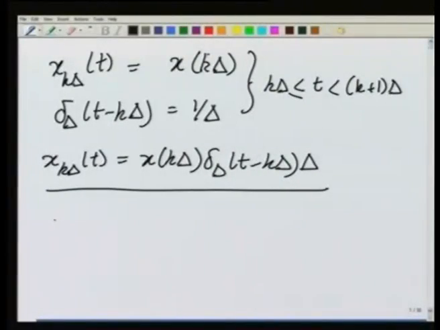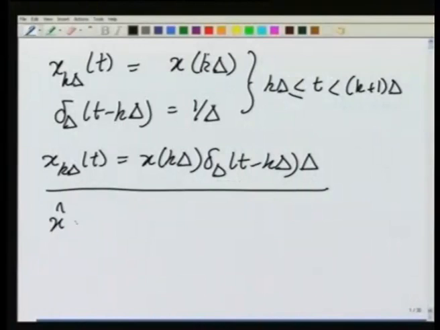So, with this in hand, it is very simple to see what we do next. Remember that our original exercise is to represent x t, but our intermediate exercise is to represent x hat delta of t, which is the staircase approximation of x t. So, the staircase approximation is what we will now construct using shifted and scaled approximate impulses, for all k, that is k running from minus infinity to infinity.